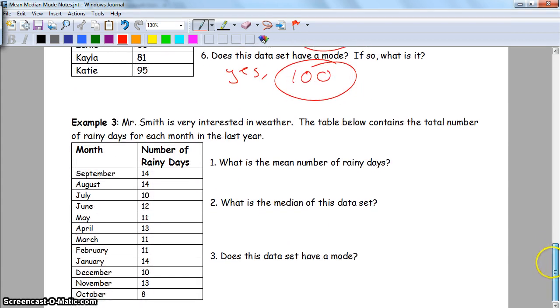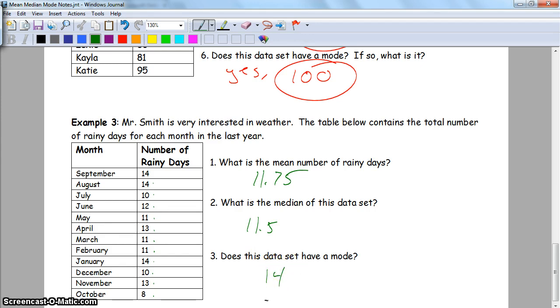There's that one. And then the last problem here, what is the mean number of rainy days? Long story short, 11.75. The median of this data, 11.5. There were 1, 2, 3, 4, 5, 6, 7, 8, 9, 10, 11, 12. So it's another even one where you had to find the average. And then the mode, 14 happens quite a few times.